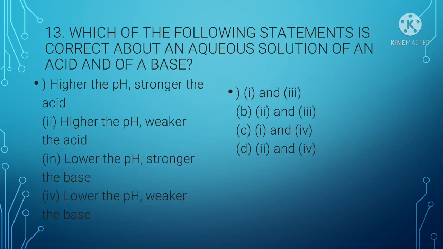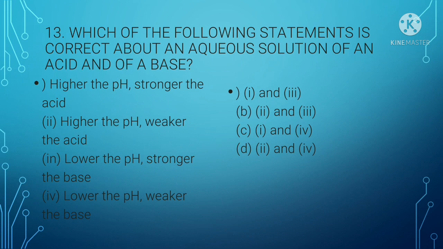Which of the following statements is correct about an aqueous solution of an acid and of a base? Statements are like this: higher the pH, stronger the acid. Higher the pH, weaker the acid. Lower the pH, stronger the base. Lower the pH, weaker the base.